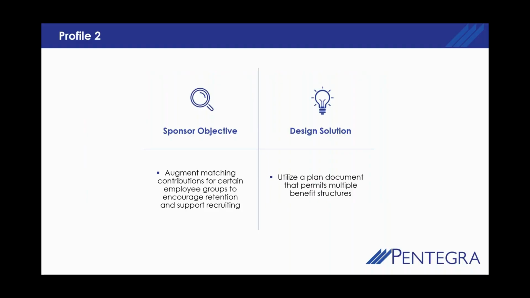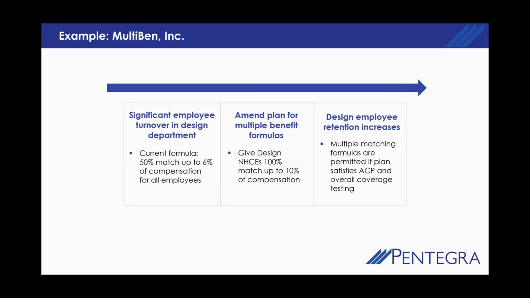All right, so let's look at another objective. Now we have the matching contributions, but only for certain groups of employees. They don't want to do it for everybody. So if you have a plain vanilla 401k and you have a matching formula in there, probably everybody's getting the same match. But if we go to a custom design, we can give different matching rates to different classes of employees. That would be a plan document amendment to do that, but that's certainly allowable. We can have multiple matching formulas in that same plan.